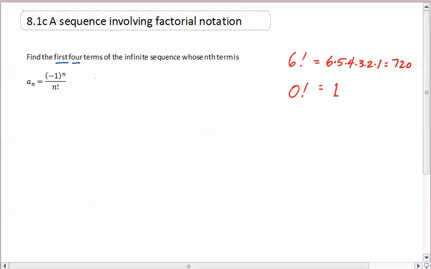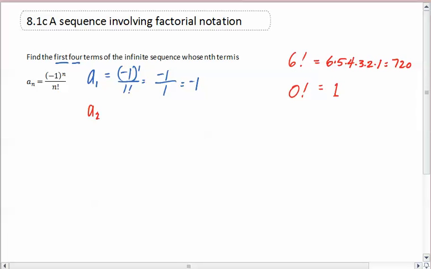We want the first 4 terms. So we're going to start with n is 1. We have negative 1 to the first power over 1 factorial. Well, I'm going to list the factors equal to and less than 1. Well, there's only one of them, so that's going to be that. Okay, let's move on to the next one.